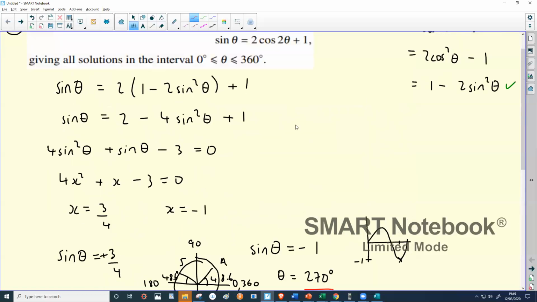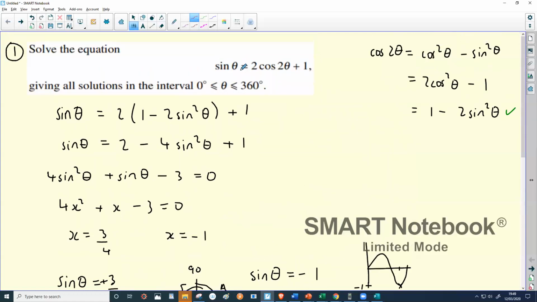And of course you can check whether this is correct by saving those values and putting them in and seeing whether the left-hand side equals the right-hand side.